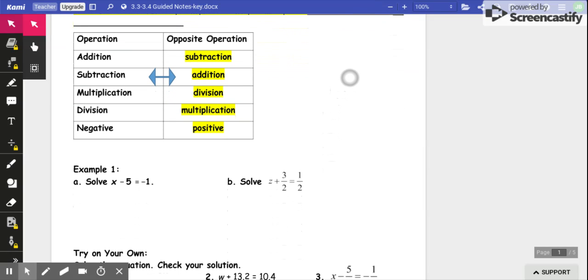Just as a reminder, we're going to talk about opposites. Our operation over on the left, we have addition. The opposite operation would be subtraction. Our opposite operation from subtraction would be addition. The opposite operation from multiplication would be division. The opposite operation from division would be multiplication. And the opposite operation, when we're talking about a negative, that means we're going to end up with a positive. So the opposite of the negative would be positive.